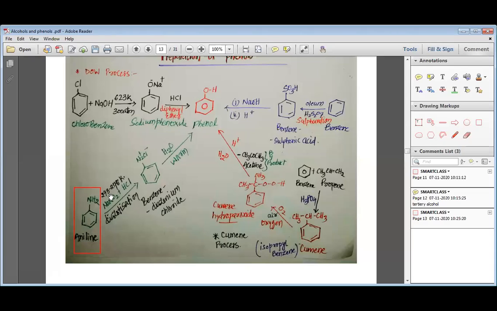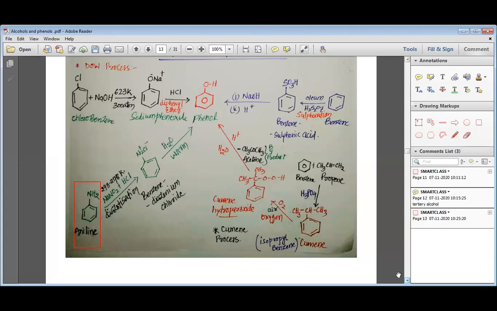So again, we can use the reaction called diazotization, by which we get benzene diazonium chloride, and benzene diazonium chloride, when treated with warm water, gives us the phenol. So these are the various methods of preparation of phenol, my dear students.